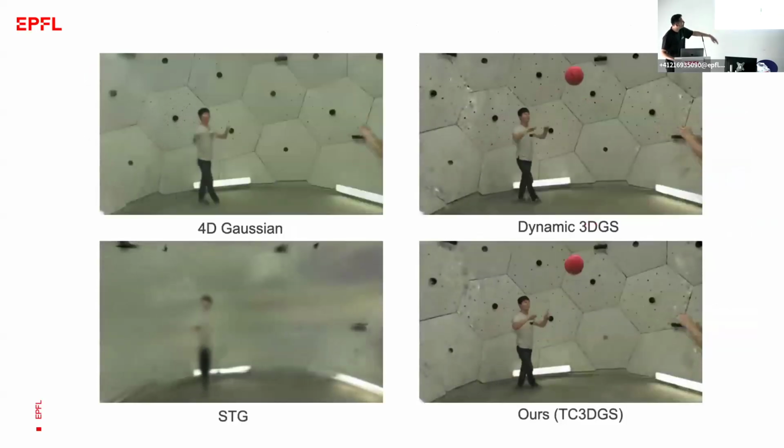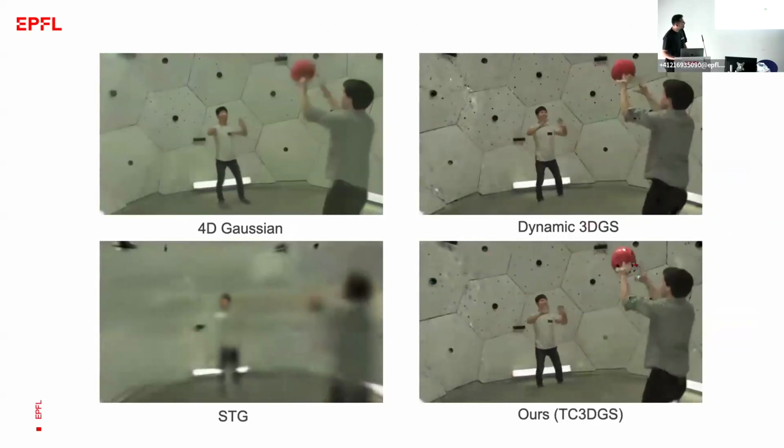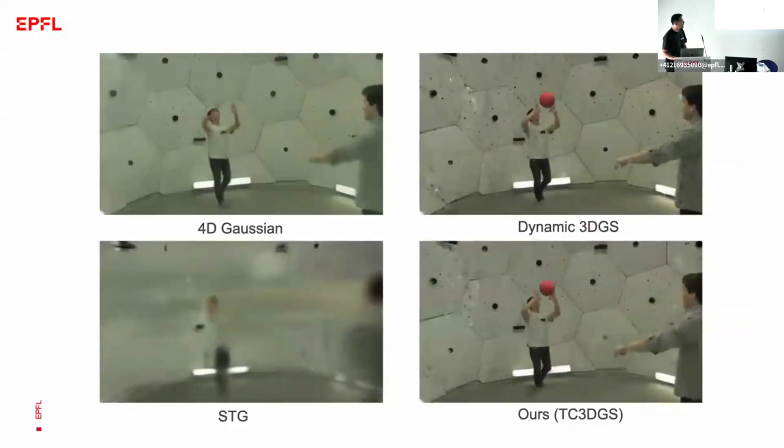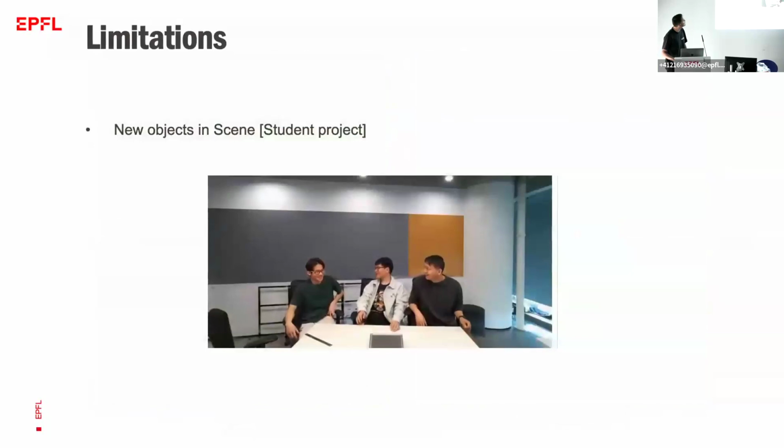Our results were quite good. Even with 67 times compression, you can see that we reconstructed as well as Dynamic 3D GS, the original method. And yes, this paper is also under submission.